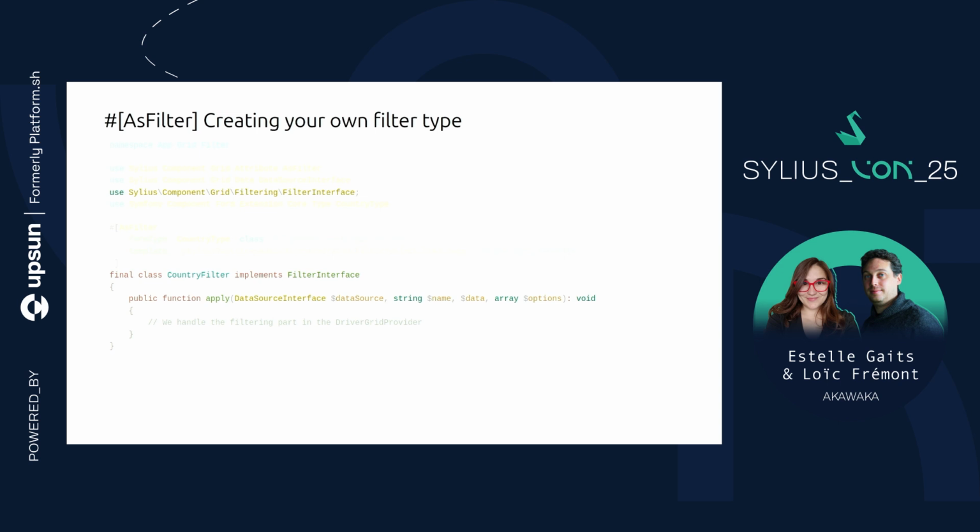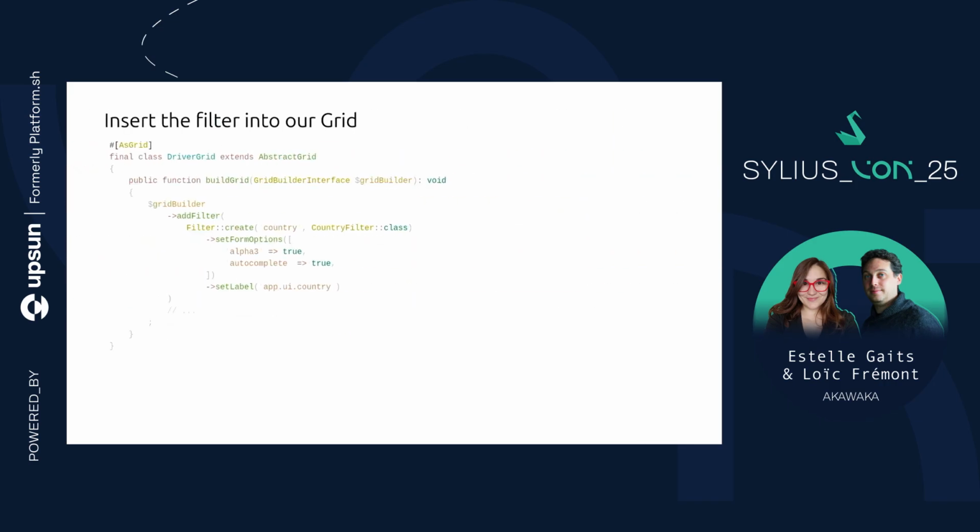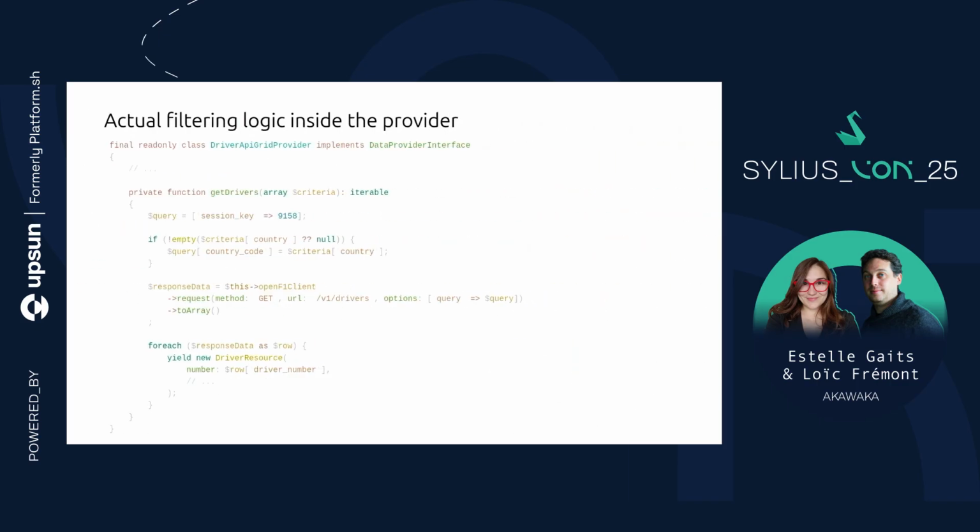But I have an API, so I have a custom data provider. So I'm not going to put the filtering here. I'm going to put it straight in the provider. So here, just leave it blank. Then I put my filter on my grid. So I add the filter. I specify what type it is. And because it is a Symfony form, I'm able to pass it Symfony form options. So, for instance, autocomplete. Very easy, very nice. Not a lot of code to write.